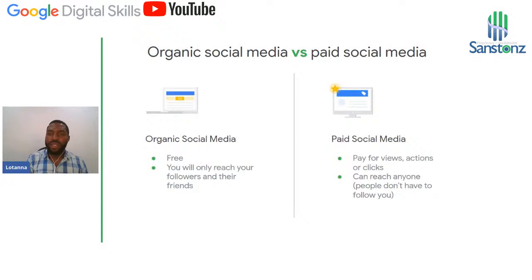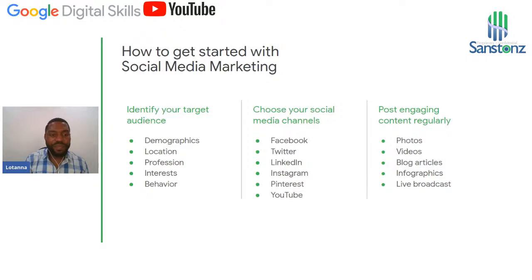So when you are boosting your posts with a certain token, it gives you the opportunity to decide or define the audience type, the people you want this to get to, and all that. That is paid social media. You can pay for views, actions, or clicks. It can reach anyone. People don't have to follow you. So it doesn't have to be people who are your friends or your followers. That is the beauty of this.